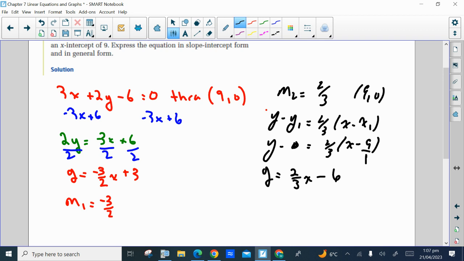Now, for general form, remember you can't have any fractions, so that's where I would start. So once again, this is slope-intercept form. For general form, you can't have any fractions. So I would start by multiplying all 3 terms by the common denominator, which is 3.